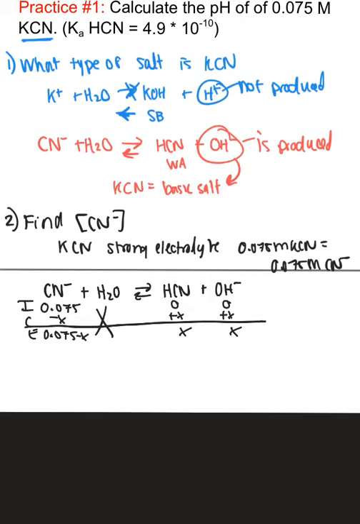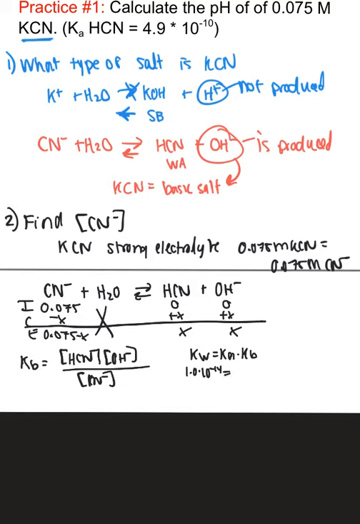Okay, hopefully you're feeling all right with our ice tables. If you're not, come see me and I'll give you some help. This guy is a base, so it's a Kb expression. Products divided by our reactants. And so we'll use this idea that Kw is equal to Ka times Kb. They gave me the Ka of HCN, of this guy, so I can find the Kb of CN minus by taking that number for Ka and dividing it into the Kw value.